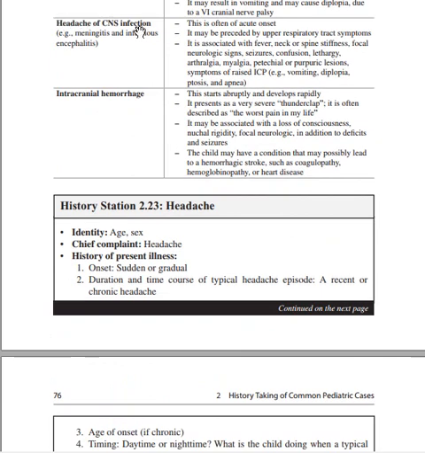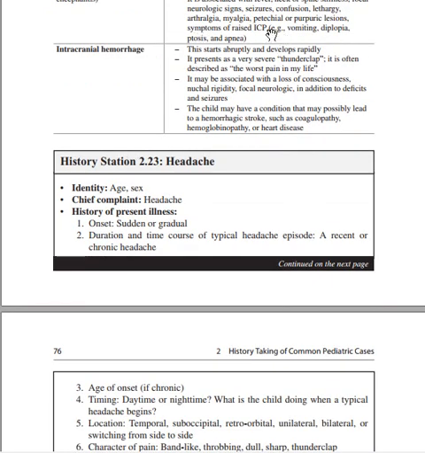So, headache with central nervous system infection, meningitis or infectious encephalitis. This is of acute onset, may be preceded by upper respiratory tract infection, associated with fever, neck or spine stiffness, followed by neurologic signs: seizures, confusion, lethargy. Arthralgia, myalgia, and petechiae, in cases where you have these, suggest Neisseria meningitis. You also have the symptoms of raised intracranial pressure.